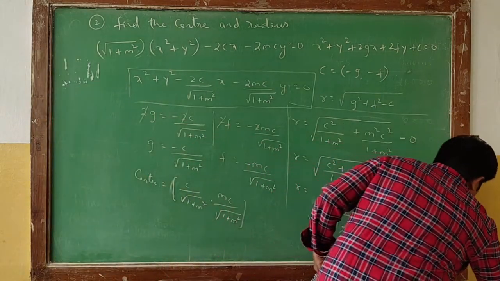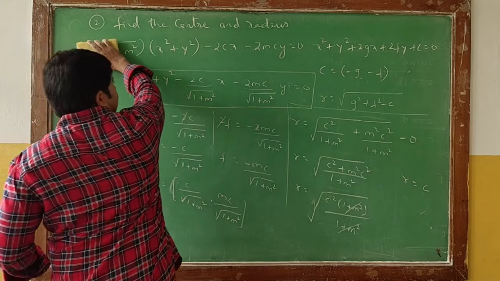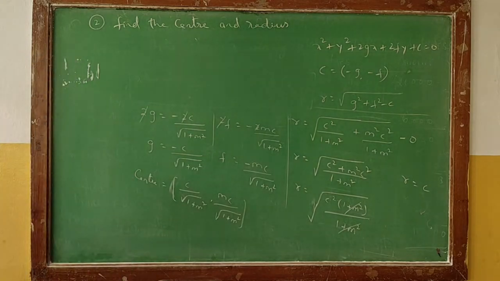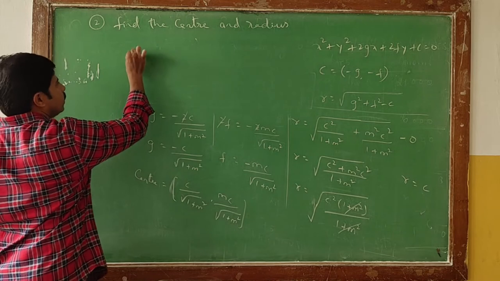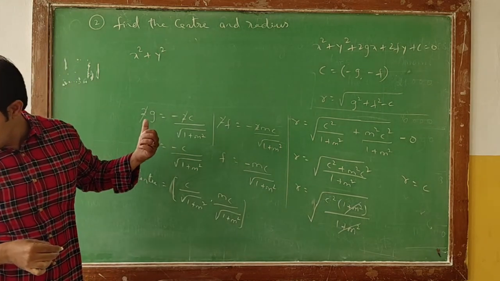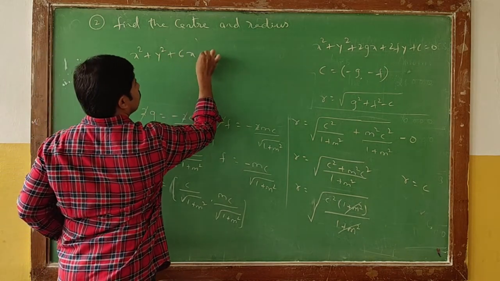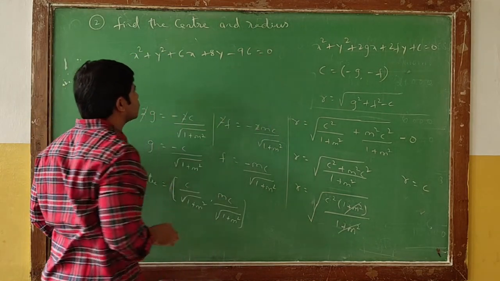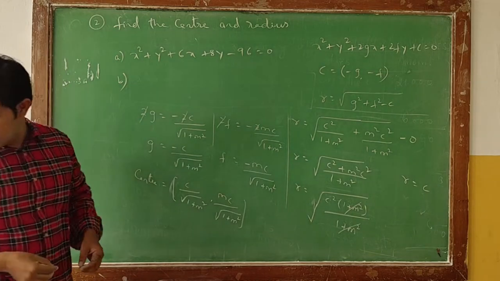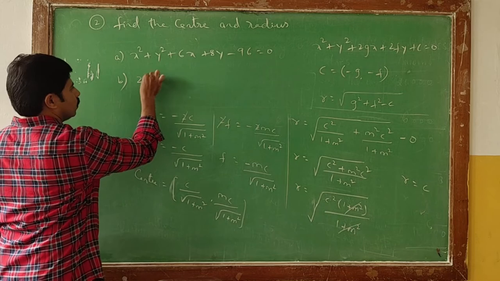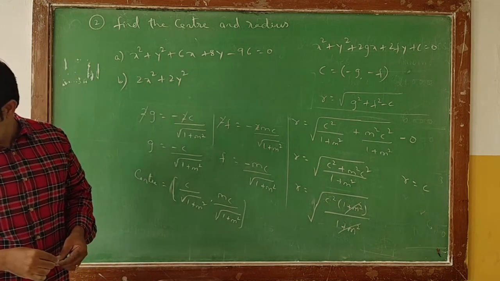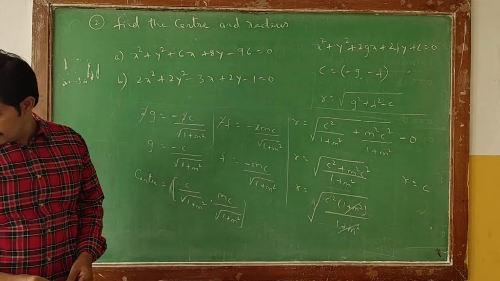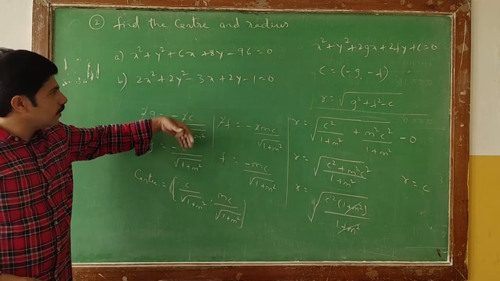Right, so now similar problems you try, I will write. Just do these problems after completing these two. x square plus y square plus 6x plus 8y minus 96 is equal to 0. So find out center and radius for this. And the next one is 2x square plus 2y square minus 3x plus 2y minus 1 is equal to 0. Okay, so these two problems you try after completing these two.